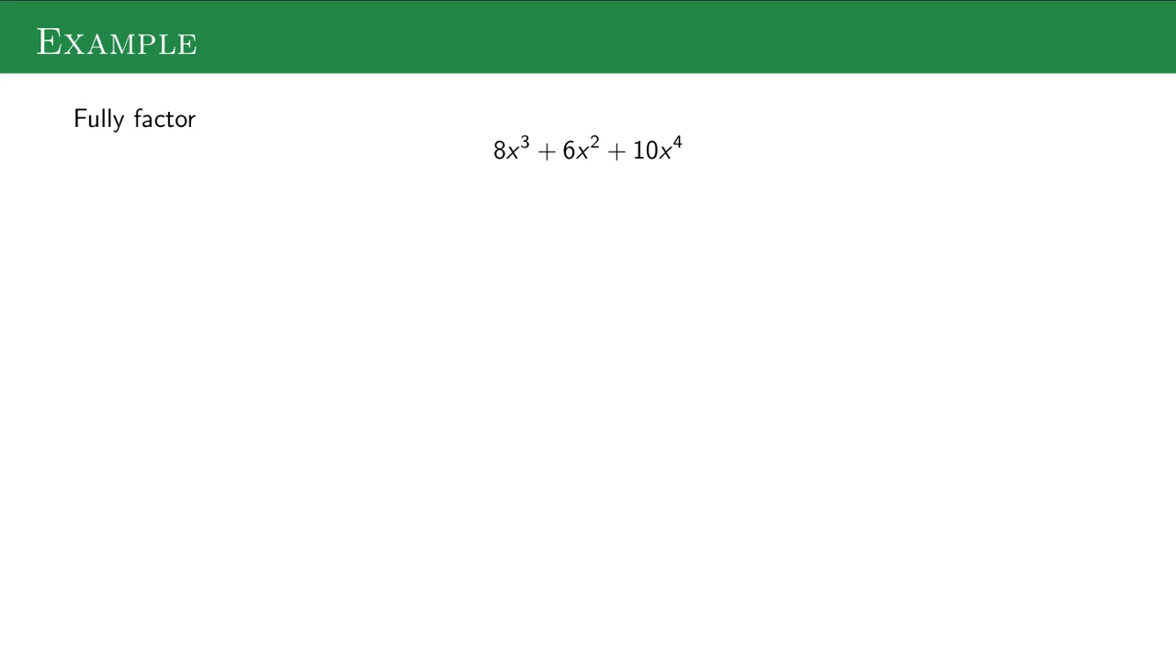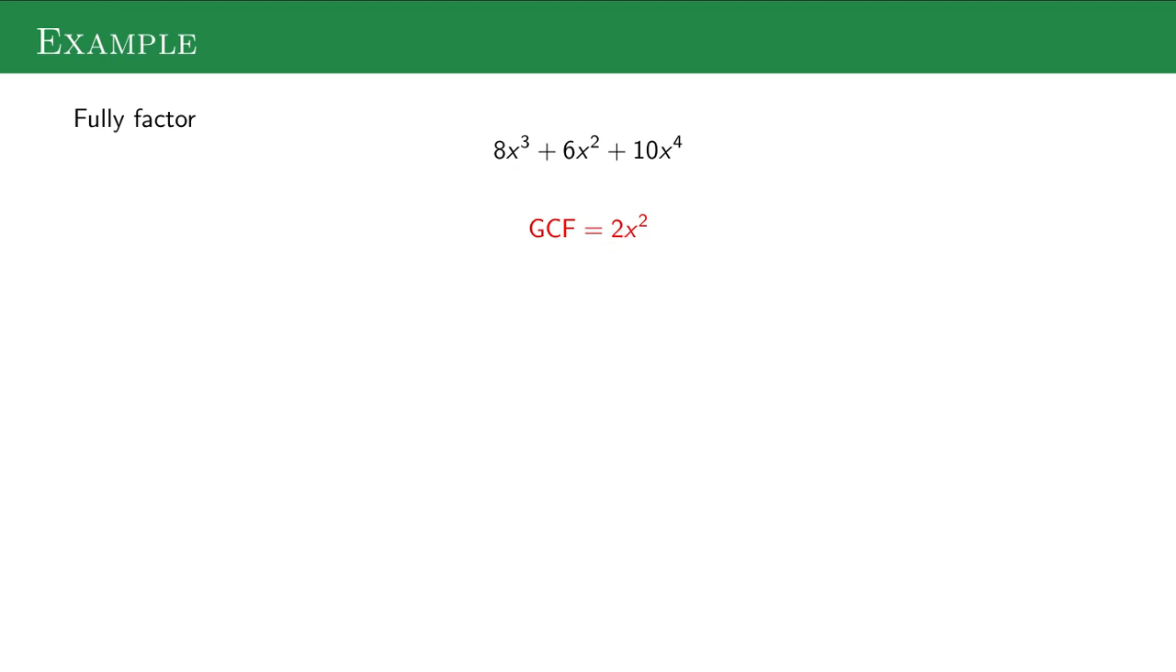All right, so we're going to fully factor this. I'm going to find the biggest thing that can divide all of these. So we see 8, 6, and 10. Those are all even, so 2 is going to be a part of my greatest common factor. And you can see they all have a bunch of x's. So this has 3 copies of x, 2 copies of x, 4 copies of x. The biggest that they all have in common is 2 copies of x. I can't say 3 copies of x, because this one only has 2. So this x squared is the biggest. So my greatest common factor is 2x squared.